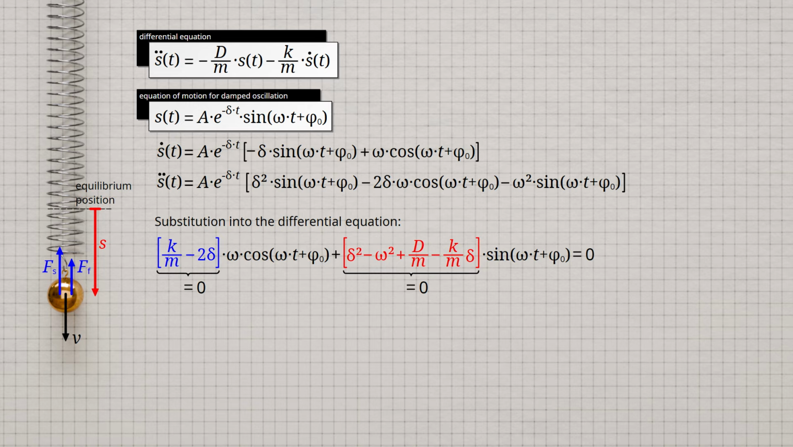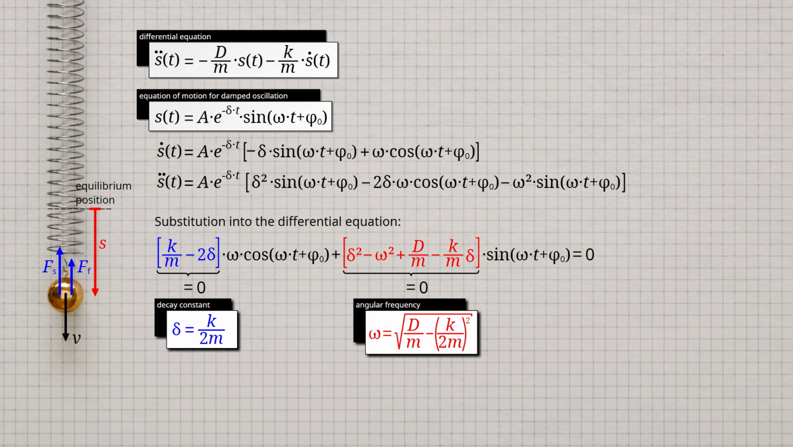If we set the bracketed expression marked in blue equal to 0, the decay constant delta results as the quotient of the damping constant k and twice the mass m. Furthermore, the angular frequency omega can be determined by setting the bracketed expression marked in red equal to 0. In doing so, we use the previously derived expression for delta. This yields the stated formula for the angular frequency omega.